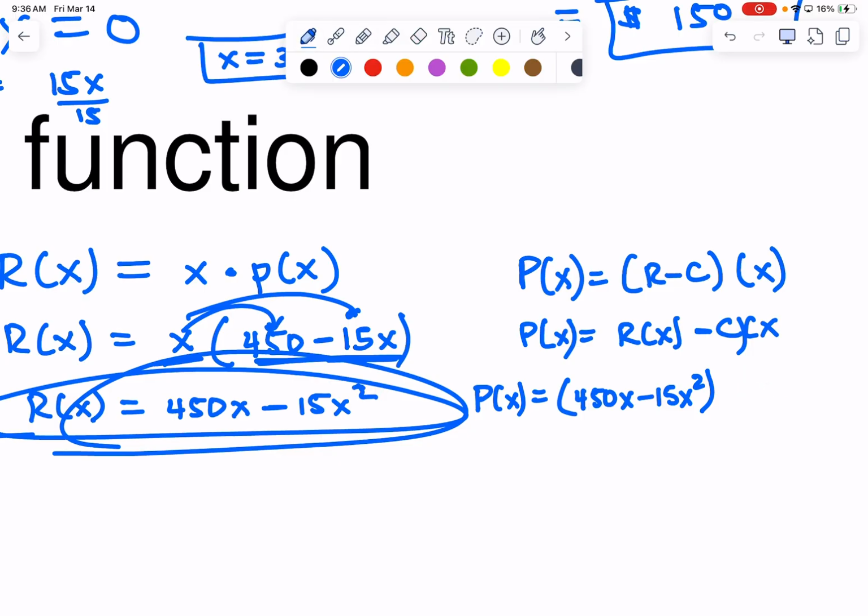So it'd be R of X minus C of X, minus the cost, which was what, 100X minus, was it plus 2,000?